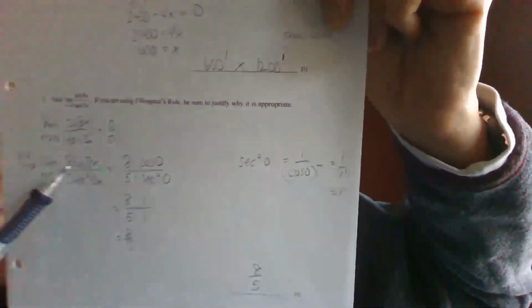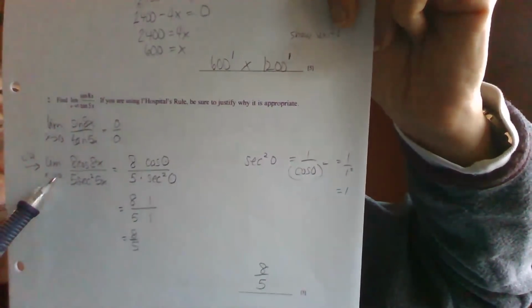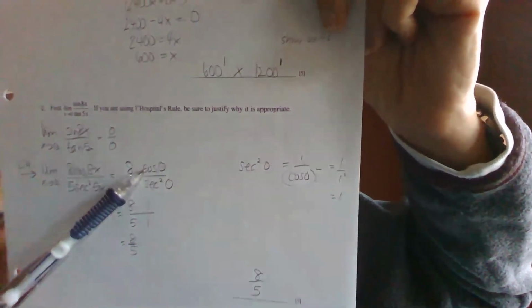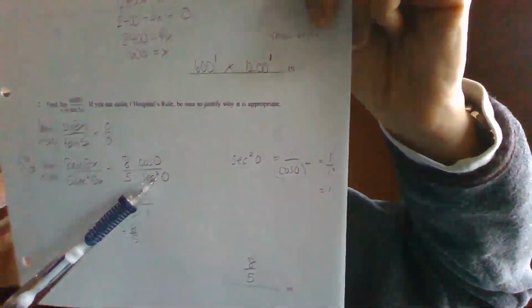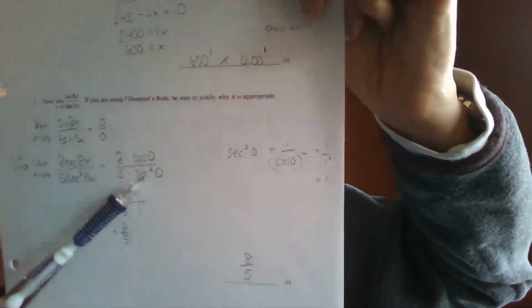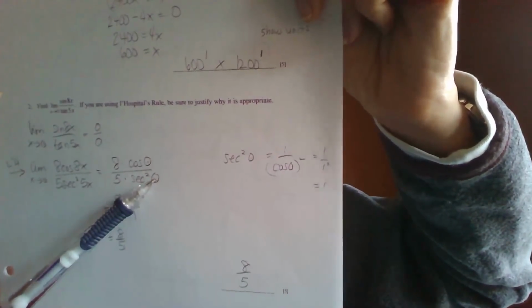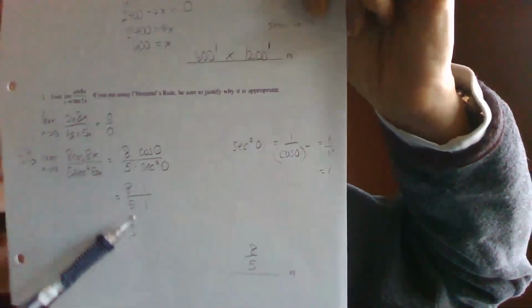Then once we took the derivative of the top over the derivative of the bottom, I'm plugging in the 0, and now I have cosine of 0. Not a bad idea to memorize that secant of 0 is 1 over cosine of 0, which is 1, and therefore secant squared is 1. So I have 1 over 1. Don't forget your 8 over 5. So this is just 8 over 5.